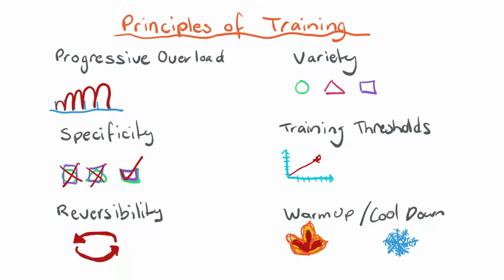So to start us off, we'll just have a look at the principles of training. Now there's 6 principles of training. We've got progressive overload, specificity, reversibility, variety, training thresholds, and warm-up and cool-down. Now there'll be 6 videos in the Principles of Training series for Core 2. The first one that we're looking at today is progressive overload, and obviously the other 5 videos will look at the other principles of training.